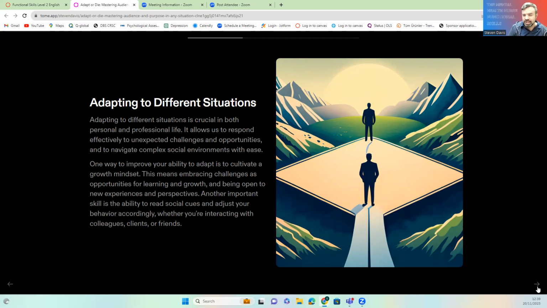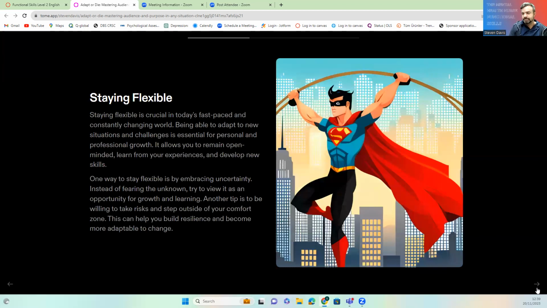Another important skill is the ability to read social cues. Adjust your behavior accordingly when you're interacting with your colleagues or friends. Remember, we spoke about emotional intelligence earlier. Staying flexible is also crucial in today's fast-paced world, especially a world that's constantly changing. So being able to adapt to new situations and challenges is essential for personal and professional growth.